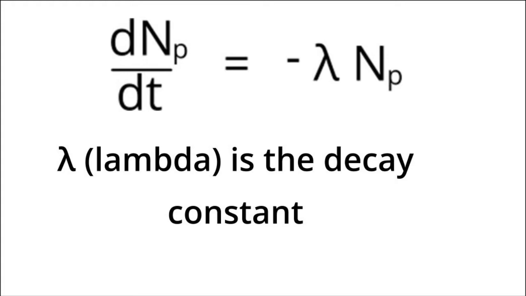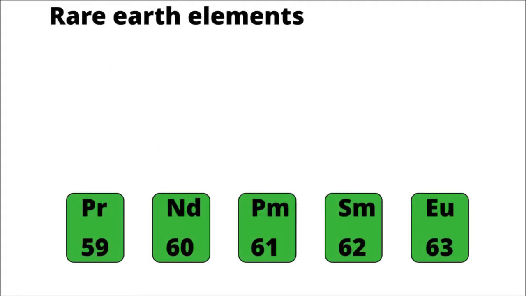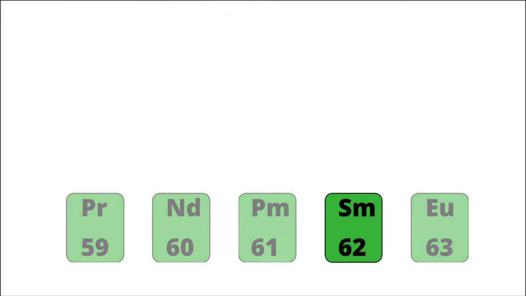All elements that are radioactive were formed before the solar system formed 4.5 billion years ago. Those that have big values of lambda will have disappeared long ago. The element we are going to use is samarium, number 62 in the periodic table. Samarium is present as an impurity in all three minerals in the Gabbro.